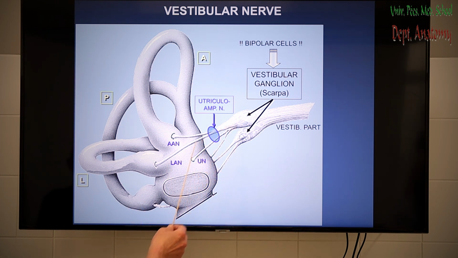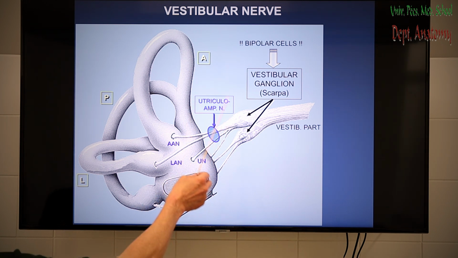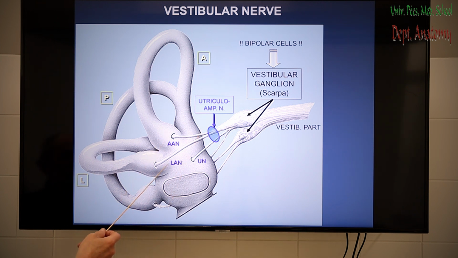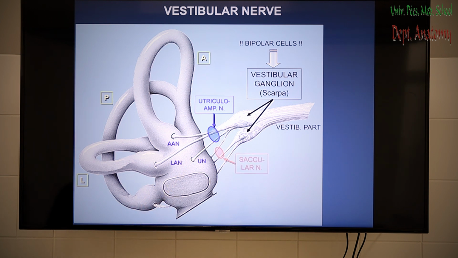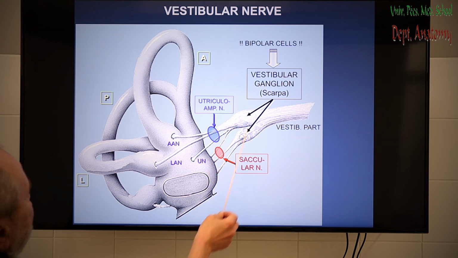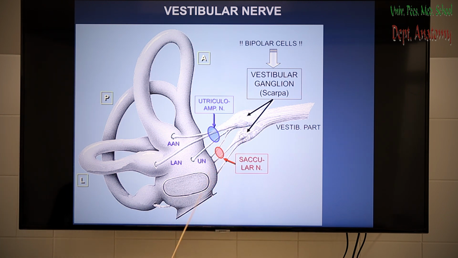Utriculoampullary is one of the divisions of the vestibular part of the vestibulocochlear nerve, and this utriculo, as the name suggests, supplies two ampullary crests plus one macula, and this is the macula of the utricle. Therefore, it necessarily divides into three branches, and the three branches give the anterior and the lateral ampullary nerve and the utricular nerve. Another branch or two branches give afferents to the macula of the saccule. This one is called the saccular nerve.